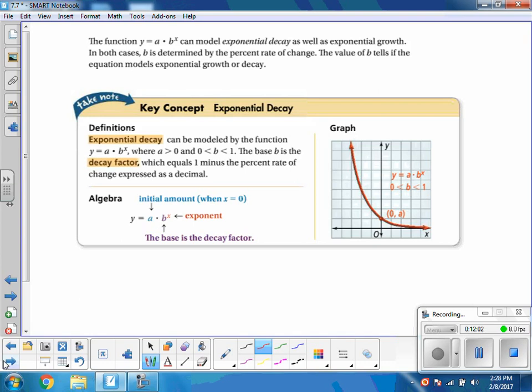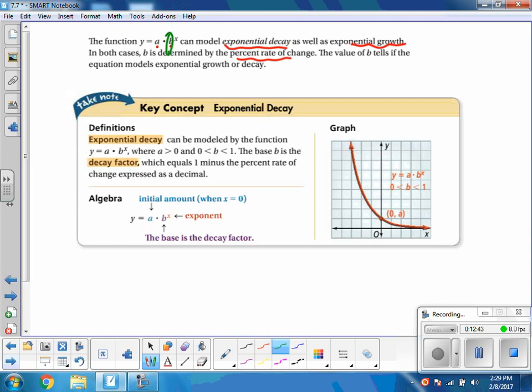All right, the function y equals a times b to the x power, where a is my starting point, my initial amount, and b is my growth factor, how it's changing, can model exponential decay as well as exponential growth. We've been talking about things growing a lot, but things can decay as well. In both cases, b is determined by the percent rate of change. The value b will tell you if it's growth or decay, so that's really important. That growth factor, that base amount, is going to let you know if you're looking at exponential growth, where it's going to go up, or exponential decay, where you have something and it is going down.